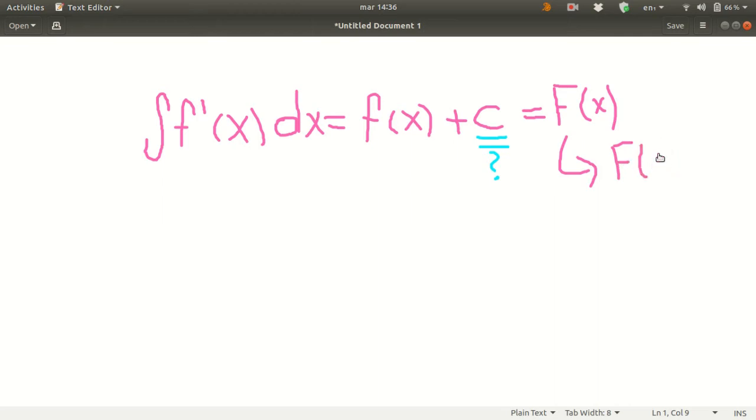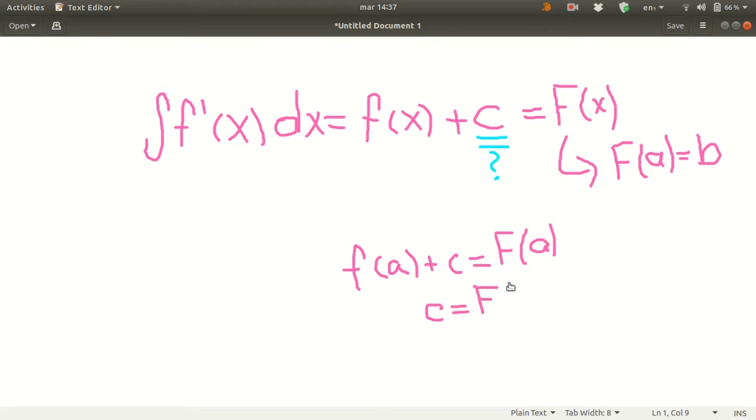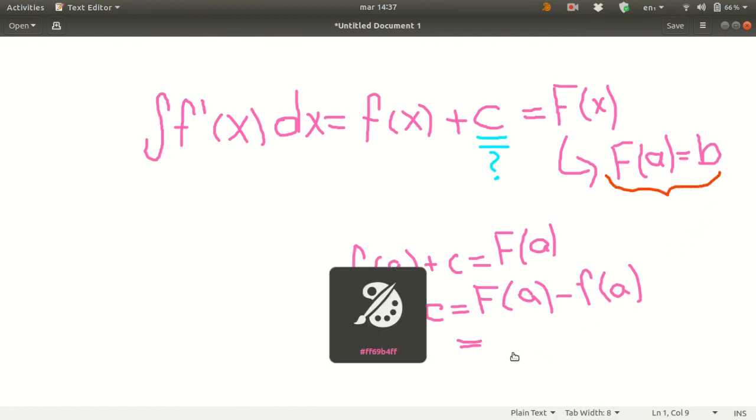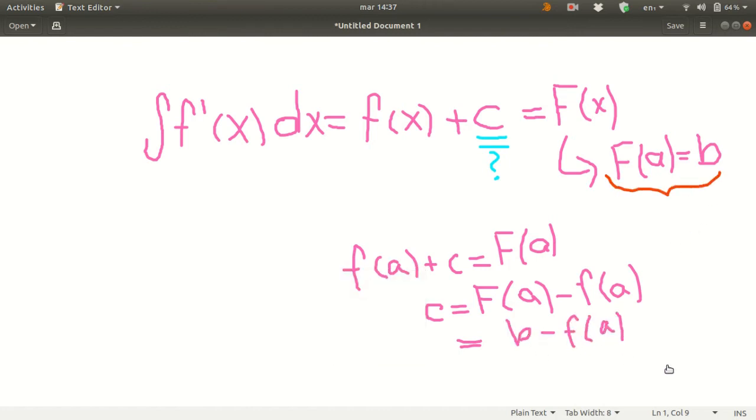We know that uppercase F of a is equal to b, and a and b are constants, they're numbers. So if we replace a into the expression above, we're going to have lowercase f of a plus c equals uppercase F of a. We can then isolate the constant c. And finally we can replace uppercase F of a with b from our boundary condition, and now we have an expression for the constant c.